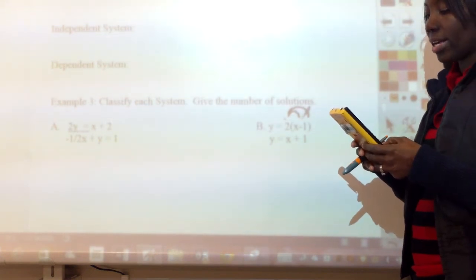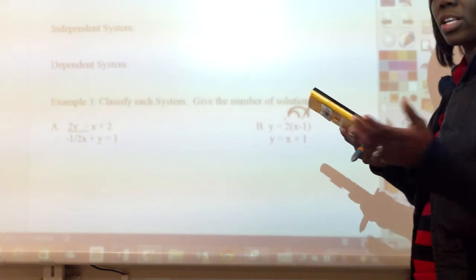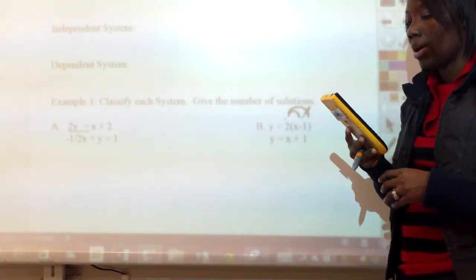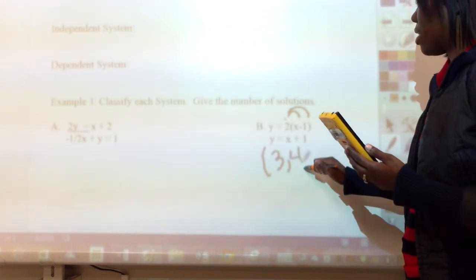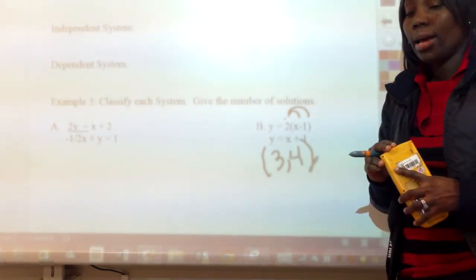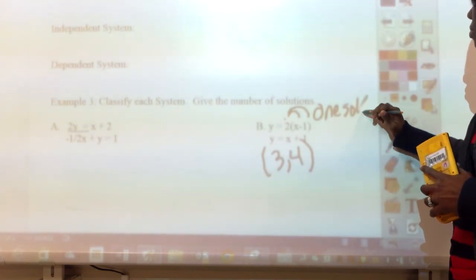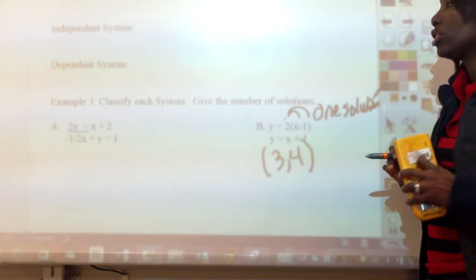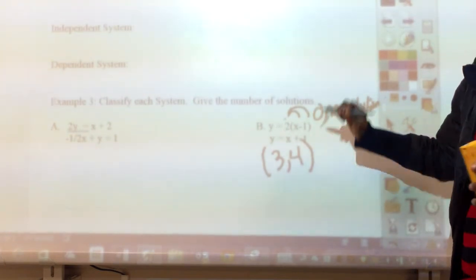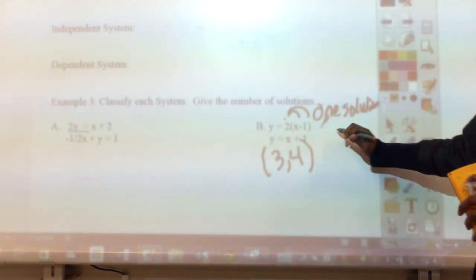Go to second trace. We're looking for the intersection point, or some of you might prefer to go to the table. Press enter 3 times, and you should get that it crosses at 3, 4. Since it crosses at 3, 4, remember that is 1 solution. And since it's 1 solution, that means it is a consistent system because a consistent system has at least one solution.